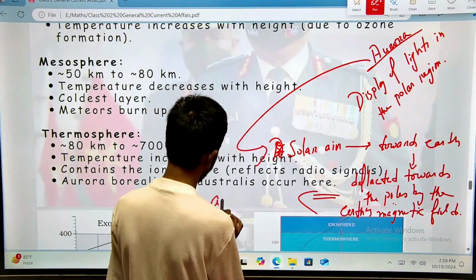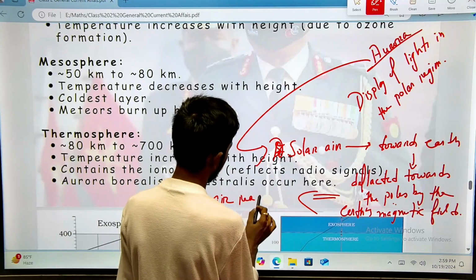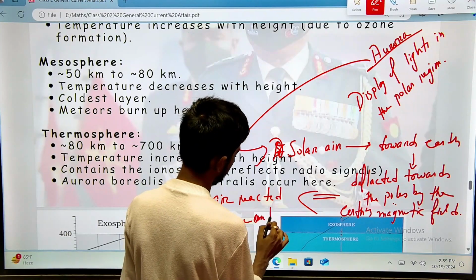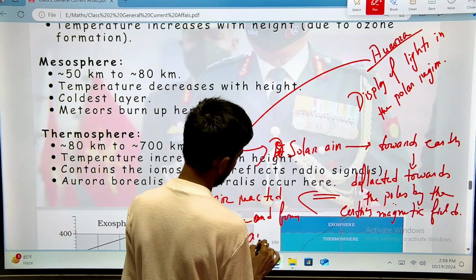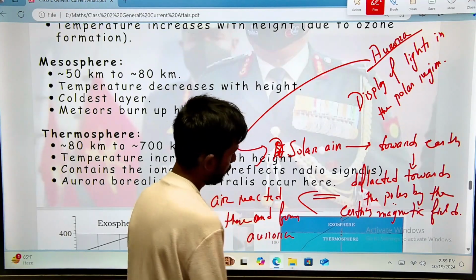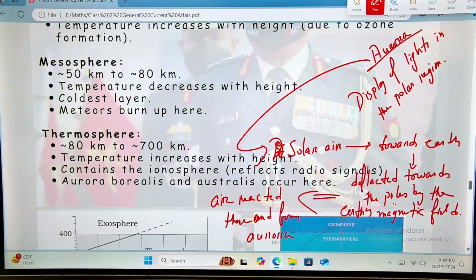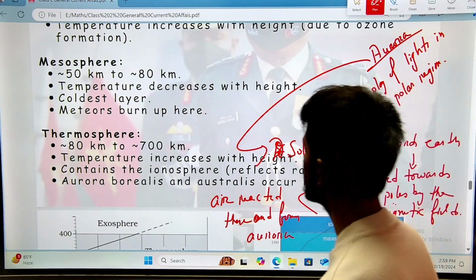Then this wind reacted there and formed the aurora. So basically the display of lights at the two poles of the earth is called the aurora. Why does it happen? Because the solar wind coming towards the earth is deflected towards the poles due to the earth's magnetic field, and there it reacted and formed the aurora.